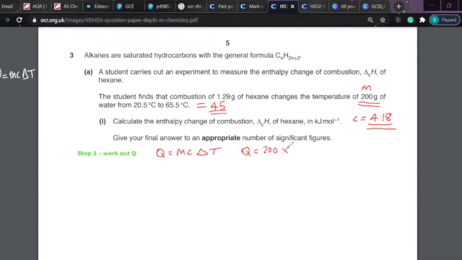The mass is 200 times 4.18 times 45, and that gives me 37,620 joules. You divide it by 1,000 to give the answer in kilojoules. So that is step 1.